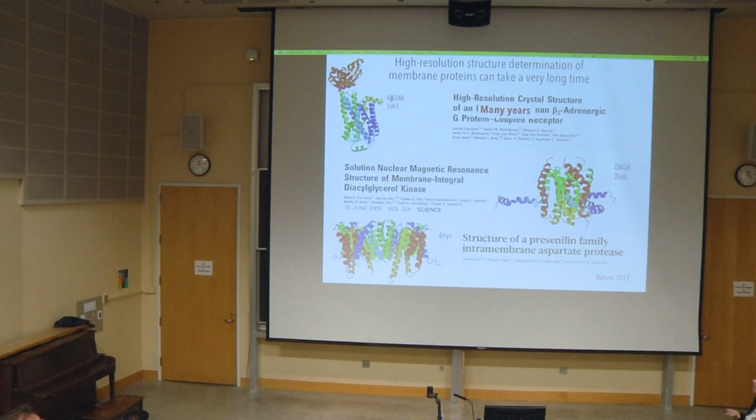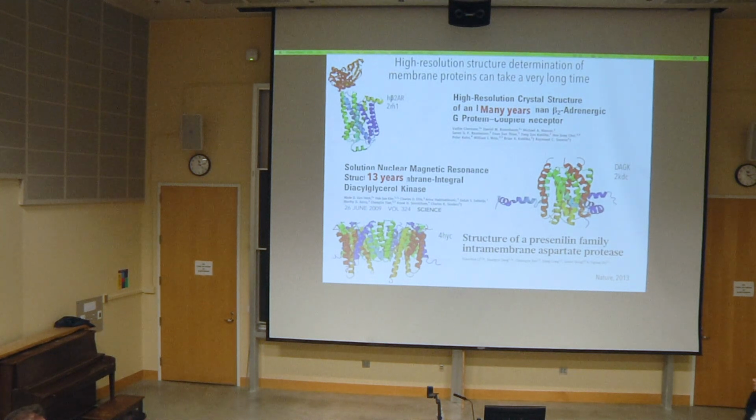This is diacylglycerol kinase. It's a homotrimer. This was actually determined in one of my grad school advisors' lab, Chuck Sanders' lab, and this took 13 years to determine the structure. The structure down here is an aspartate protease, also a very large crystal structure published in Nature. And if you read the methods section very closely, they required 160,000 crystallization trials to set this up.